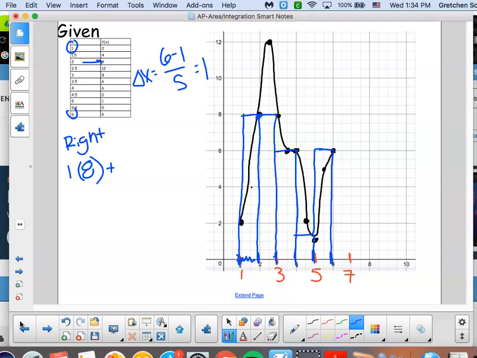It just looks weird because this one's actually connecting on both sides, but that side doesn't matter. You just connect them wherever it hits. What is the height of your second rectangle? 8 again. What is the height of your third rectangle? 6. Fourth rectangle. Last rectangle.